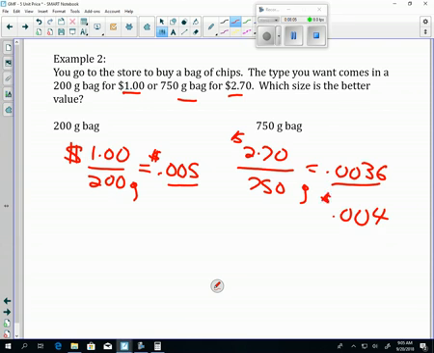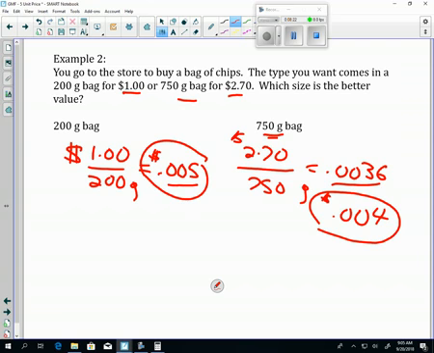So which one is the cheaper? 4 cents. It's less than 5, so it'd be better to buy the 750 gram bag. Generally that's the rule, that the bigger bag is going to be cheaper. Okay. So for unit pricing, divide money by the amount that's in the item.